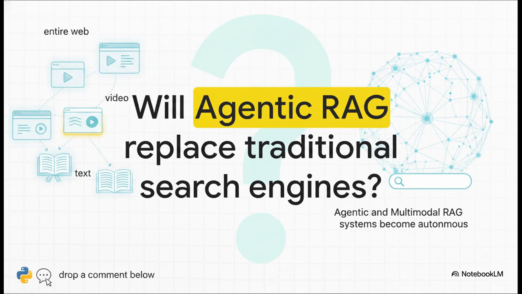Which leads us to our final thought for today's explainer. As agentic and multimodal RAG systems become completely autonomous, dynamically pulling their own context from across the entire web, from videos, from text, how soon do you think it will be before these systems replace traditional search engines entirely? It's a pretty fascinating future to think about.